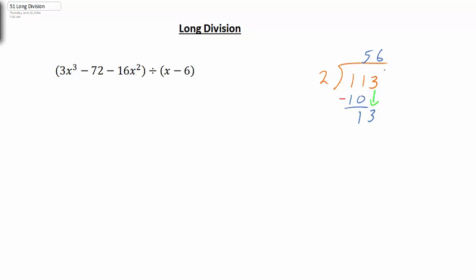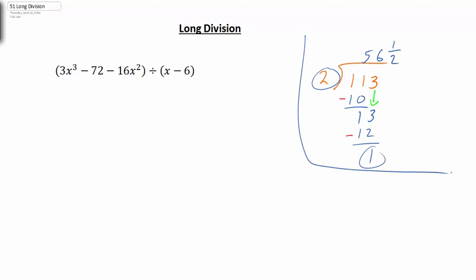So we end up with 6. 6 times 2 is 12. And once again, we're going to subtract. So 13 minus 12 is 1. So now we end up with 56 and a remainder of 1, or we can write this as 56 and 1 divided by the 2, so we have 56 and 1/2. Now the reason I want to look at this example is because we're going to use basically the same steps when we divide our polynomial over here on the left.